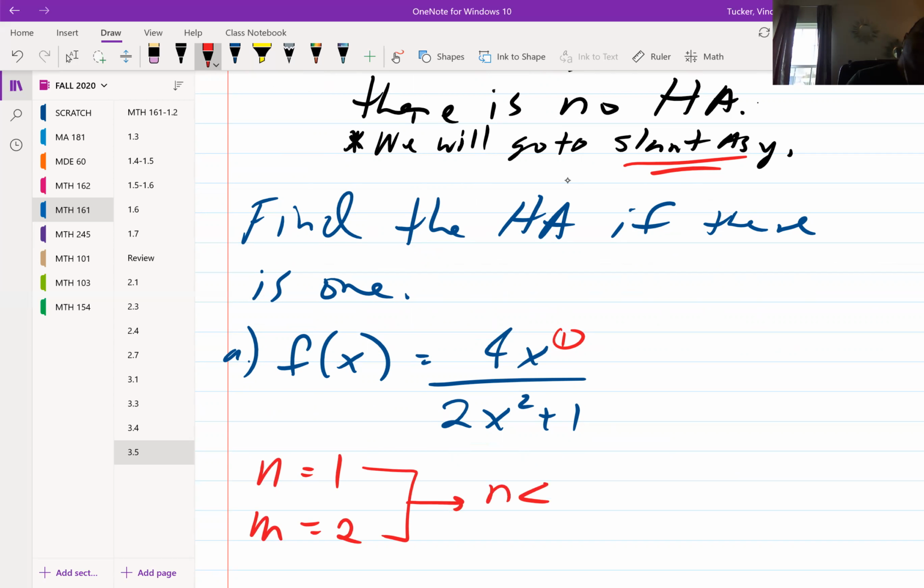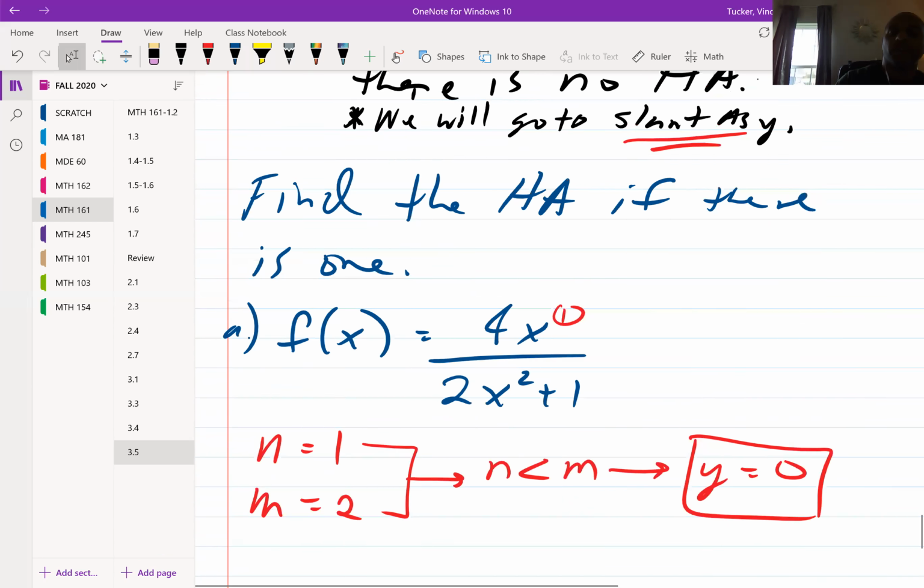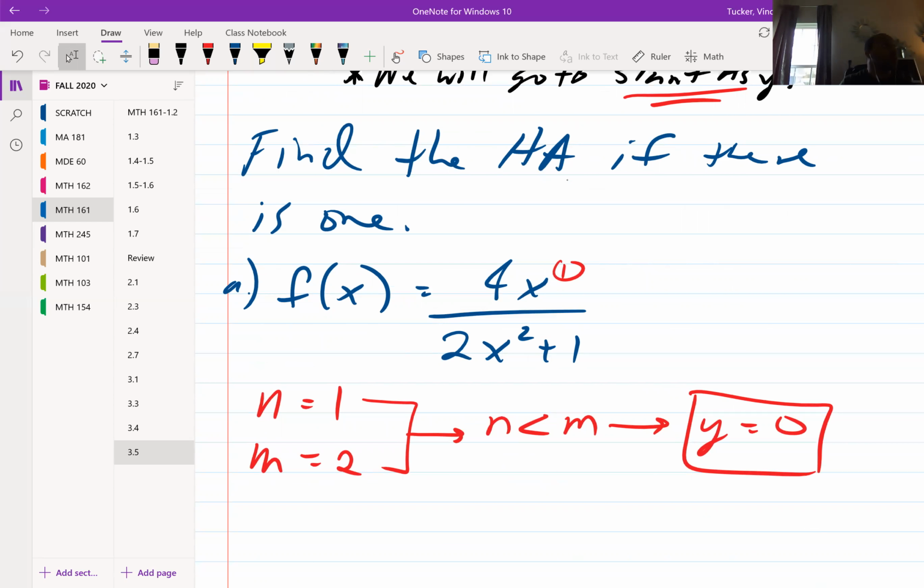So n is less than m. So that means my horizontal asymptote is equal to 0. So remember that was our first scenario. If n is less than m, my numerator exponent is less than my denominator exponent, and y is equal to 0.